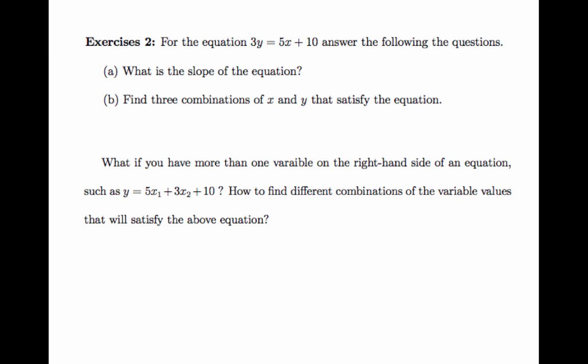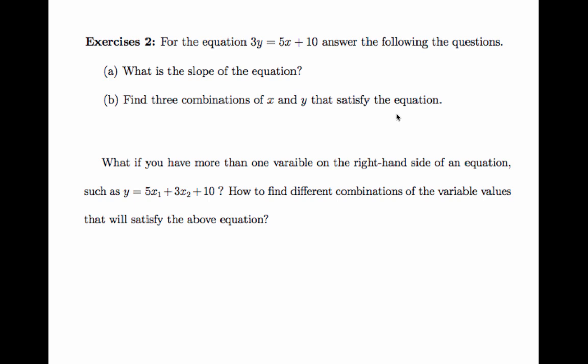Okay. x1 equal to 1 and x2 equal to 1. When you substitute x1 equal to 1, this term is 5. When you substitute x2 equal to 1, this term becomes 3. So 5 plus 3 plus 10 is 18. The corresponding value of y will be 18. In a similar manner, you can substitute different combinations of values for x1 and x2 on the right hand side and find the corresponding value of y on the left hand side of this equation.